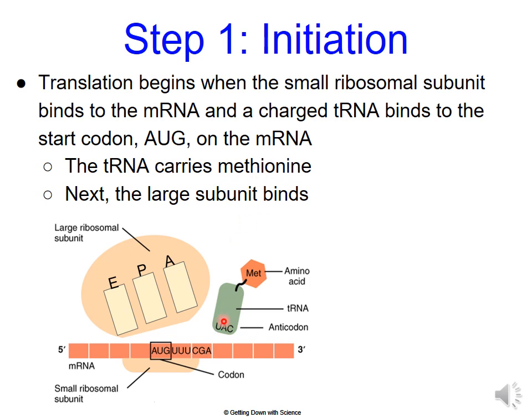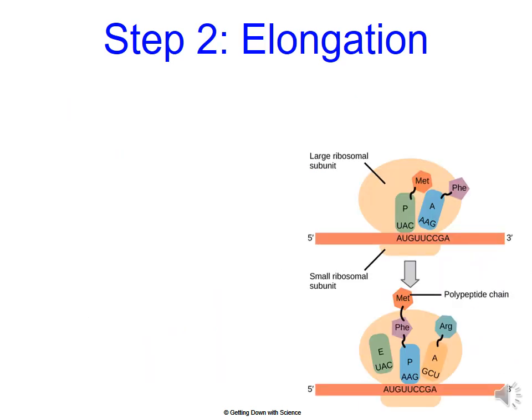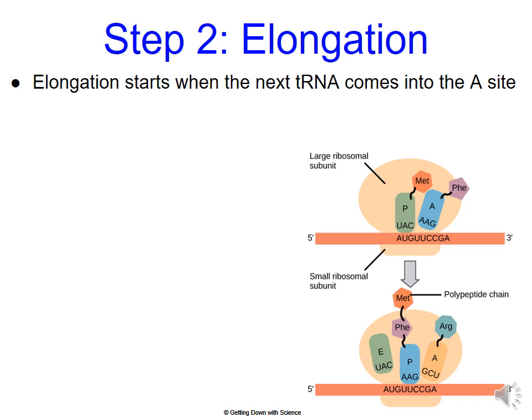And then once this binds on there, the large subunit, this large piece, will actually bind on top. So the first tRNA with the methionine will always go to the P site, and every other tRNA will come into the A site first. But we've got to get that initial one in there to bind on the large ribosomal subunit and get the process started, initiate it. Then we will elongate. So the next tRNA comes into the A site.